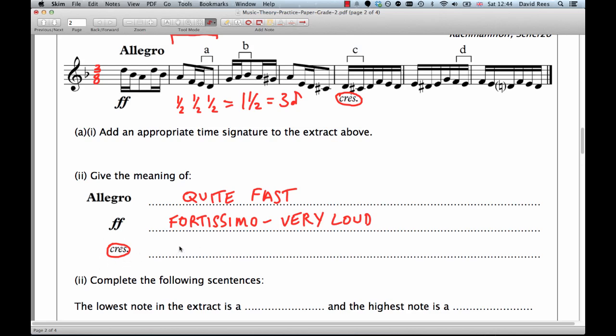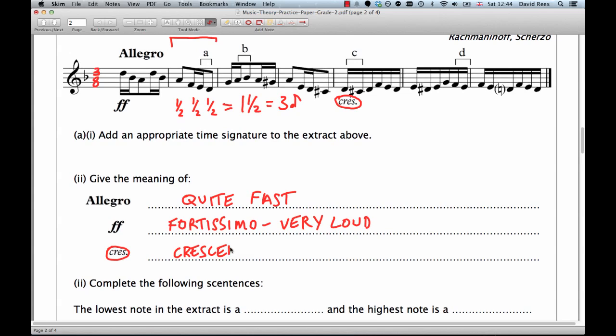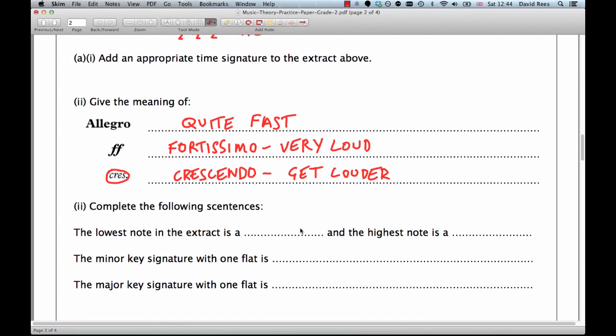So this cres here means get louder. If you can spell it, that's even better. It's quite tricky to spell, but looks like that. And it means get louder. So that's good.